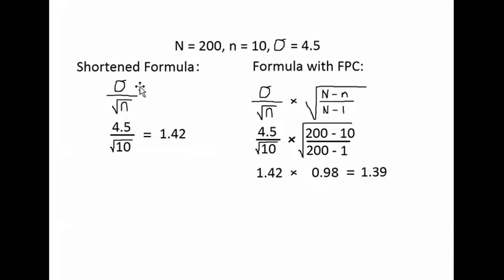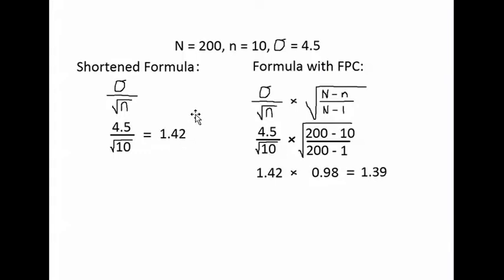So here's the shortened formula without the FPC, and here's the longer formula with the FPC. The shortened formula gives us an answer of 1.42 for the standard error, and the long formula with the FPC gives us an answer of 1.39. Technically, this answer is correct, but by using the shortened formula, we got an answer that was pretty close to correct. 1.42 was pretty close to 1.39.